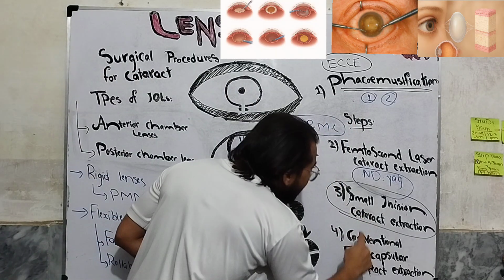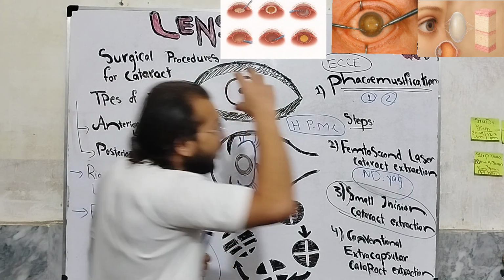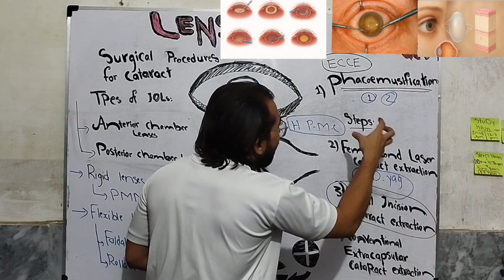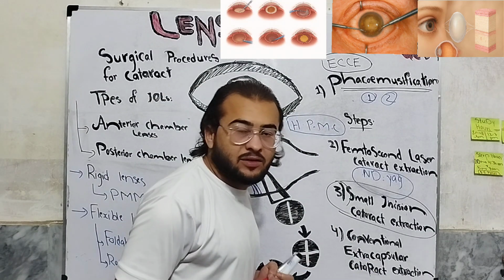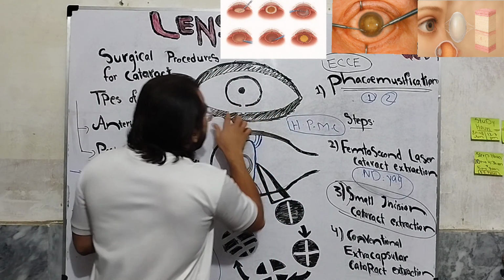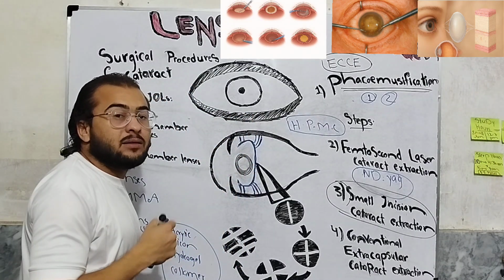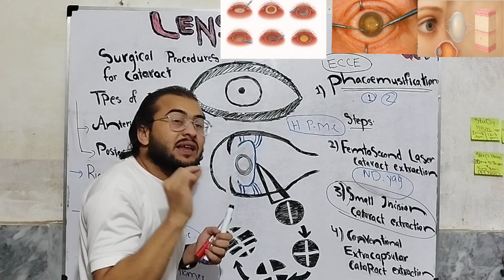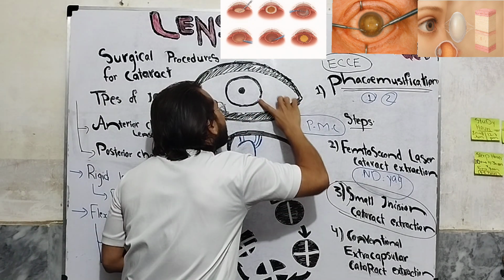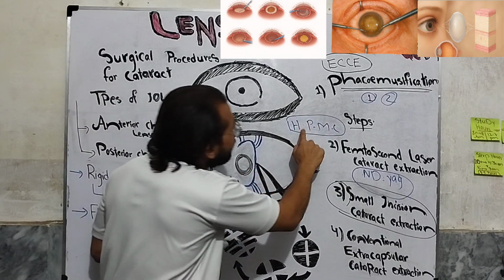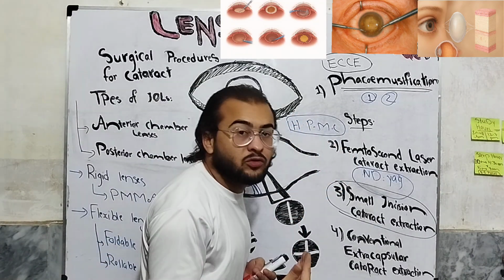And now the last one is the conventional extracapsular cataract extraction. All the steps as in PHACO, Femto and small incision are similar, with a few differences. What are they? First of all, we will make a partial thickness incision. A partial thickness incision will be made in the cornea, followed by the viscoelastic substance hydroxypropylmethylcellulose.